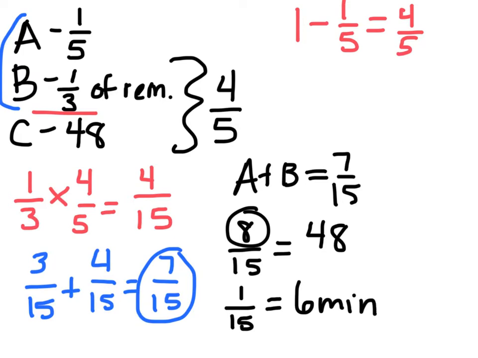So now to find out what 15/15, or the whole time, would be, I'm sorry, I ran out of room, so I'm going to move up to the top here. To find out what 15/15 would be, we take 15 times 6, and that gives us 90 minutes. So Ben spent 90 minutes to complete the test.